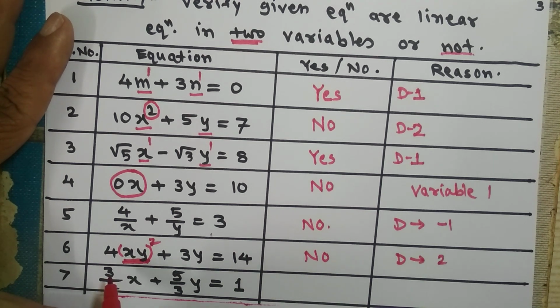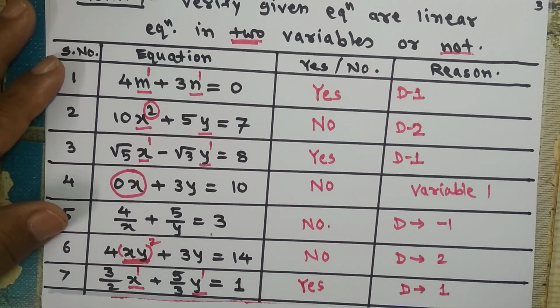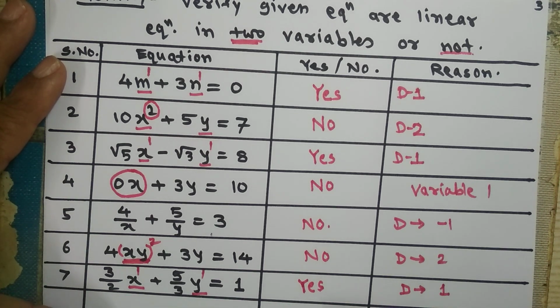Last example, 3 upon 2x plus 5 upon 3y is equal to 1. In this case, x and y are two variables and each term having degree 1. Therefore, we say this is linear equation in two variables because degree of each term is 1. Such type of examples we have to solve at the time of exam. Okay.